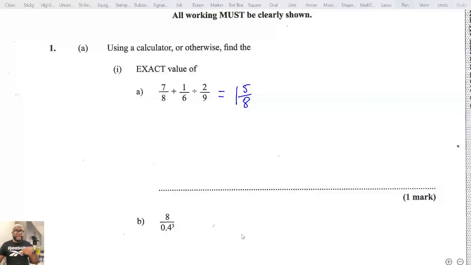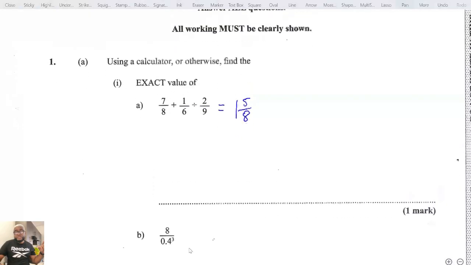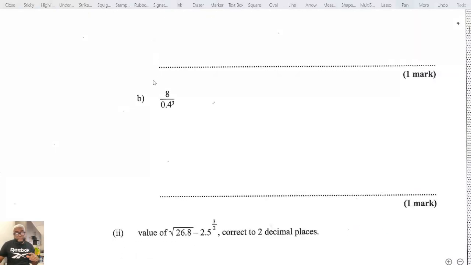So the next one, we have 8 divided by 0.4 to the third power, right? So I'm scrolling down. You can work it out on a calculator one time if you all want, or you can put 8 divided by, and you do 0.4 to the third power. What is 0.4 to the power of 3? 0.4 multiplied by 0.4 multiplied by 0.4. You multiply 0.4 by itself 3 times.